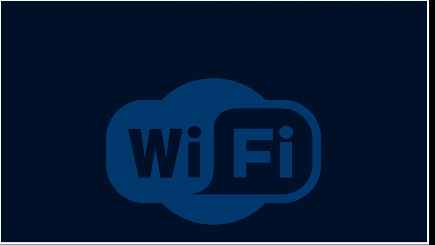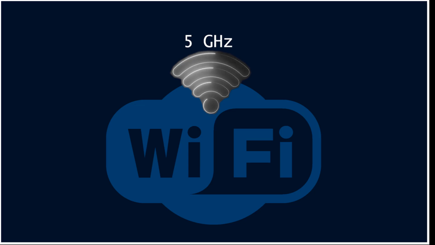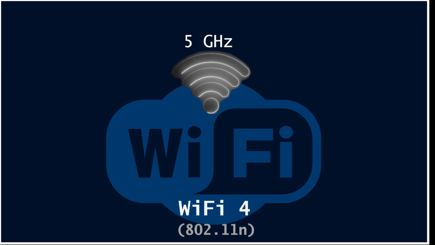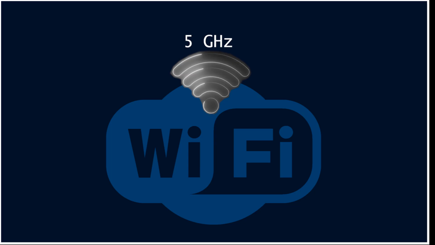Now, as demand for faster speeds and less congestion grew, the 5 GHz band came into play. Technically, it was first introduced with the 802.11a standard, but it wasn't until Wi-Fi 4 that 5 GHz really gained traction and became widely adopted. It offered more bandwidth, cleaner channels, and better performance compared to 2.4 GHz.